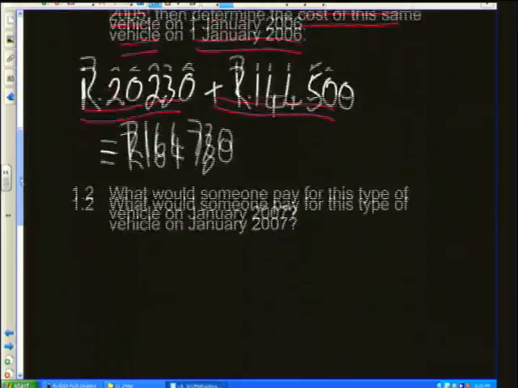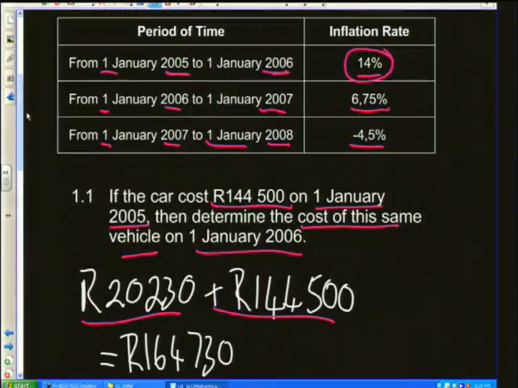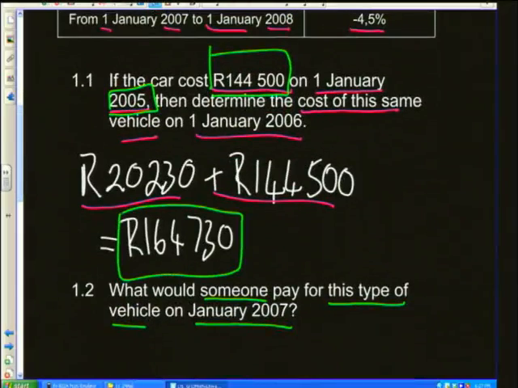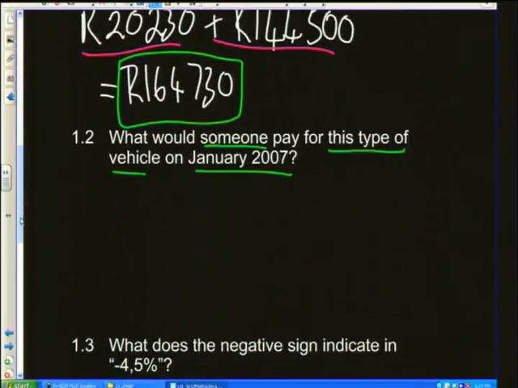Right, next question. It says, what would someone pay for this type of vehicle on the 1st of January 2007? So, guys, let's have a look. We know that it went up 14%. We're now looking at 2007. We only know the original price, which was a 2005 price. We now know what the 2006 price is. That's the 2006 price. And we're saying inflation is a positive 6.75%. So that means it's increased by 6.75% on the 2006 price.